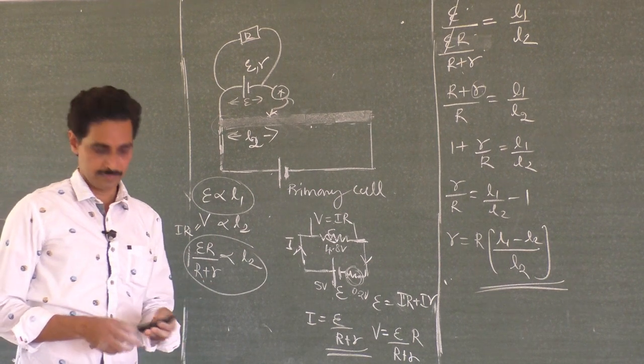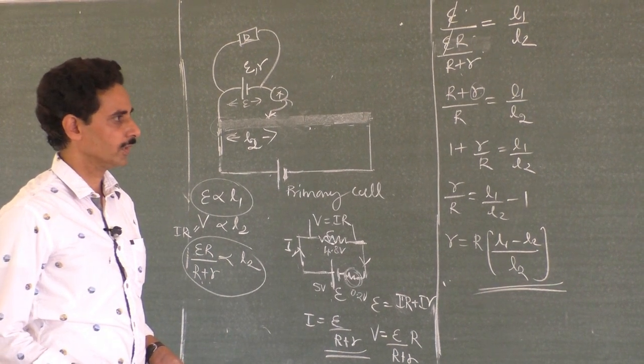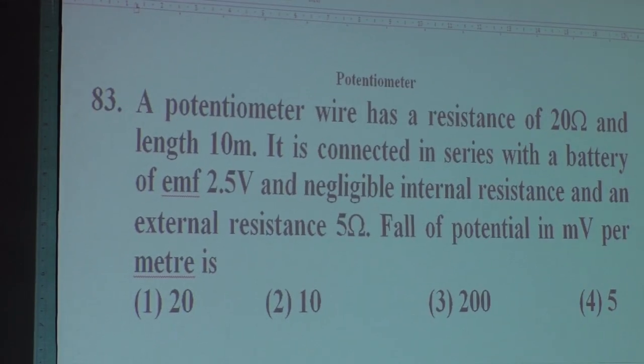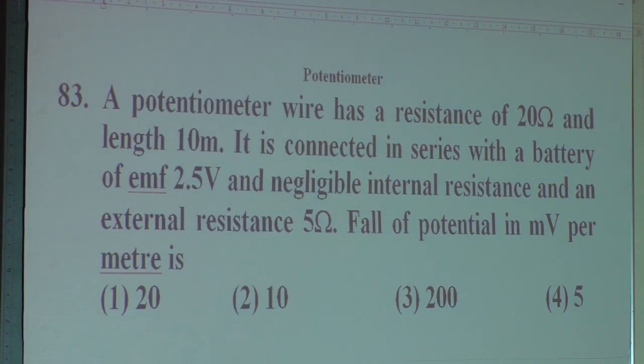Now we will go on to the problems. Next problem on potentiometer, the first problem on potentiometer. A potentiometer wire has a resistance of 20 ohm and length 10 meter. It is connected in series with a battery of EMF 2.5 volt and negligible internal resistance and an external resistance of 5 ohm. Fall of potential in millivolt per meter is, okay, this is not the complete problem. They are asking you how much voltage is dropped per unit length of the wire, that's all.